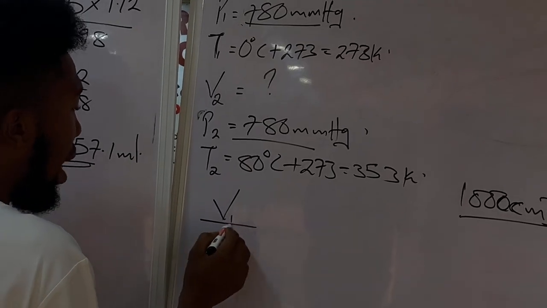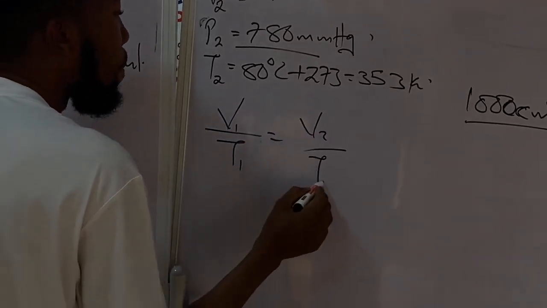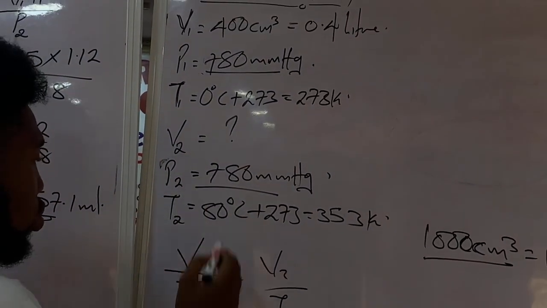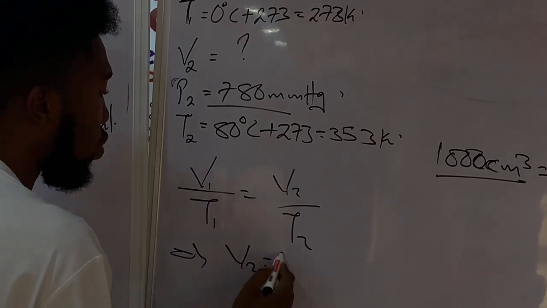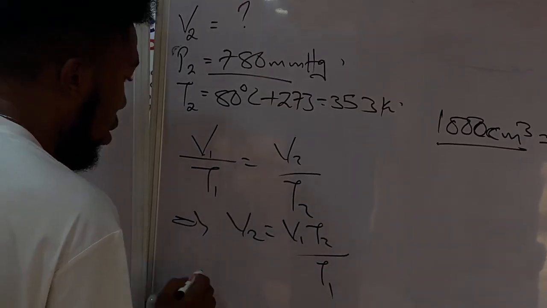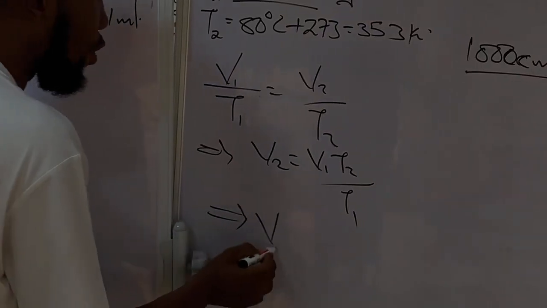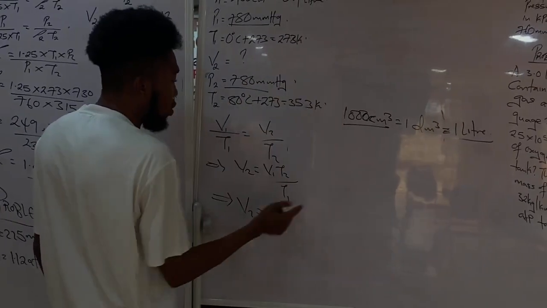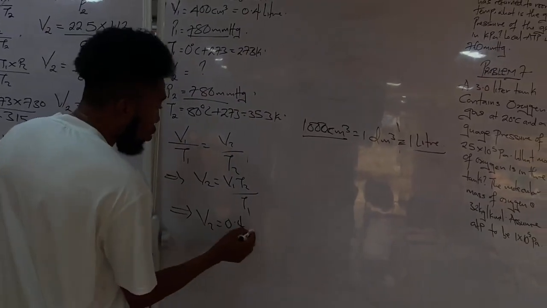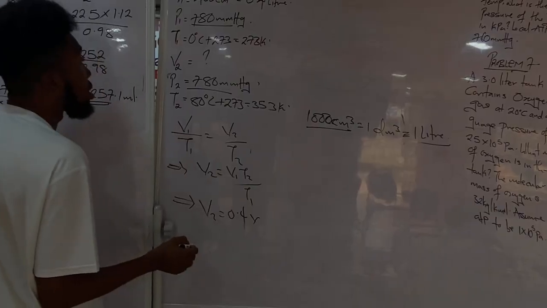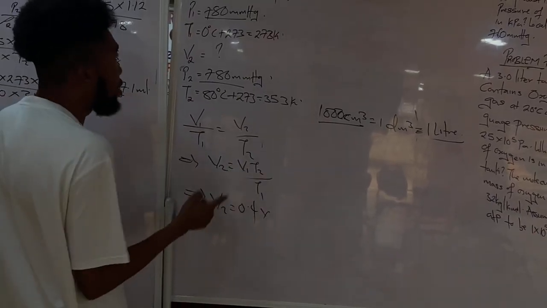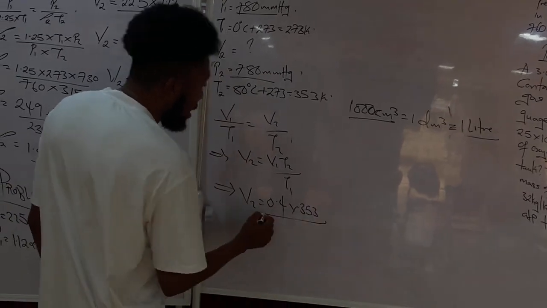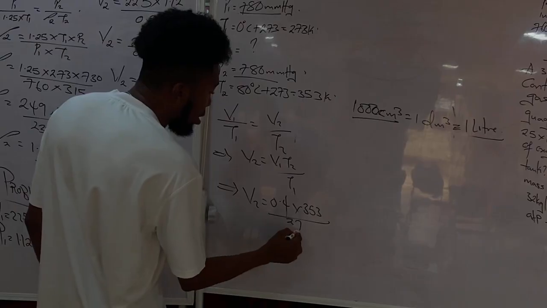So V1 over T1 is equals to V2 over T2. And automatically, what do we have? V1, and what are we looking for? V2. So let me make V2 the subject formula. V2 is going to be equal to V1 T2 divided by T1. Normal basic mathematics. So V2 now gives me, what are V1? 0.4 liters is what I'm using now. So I'm getting my answer in liters directly, which is what was inquired of us. Multiplied by what now? By T2, which is this, 353 Kelvin, divided by T1, which is 278 Kelvin.